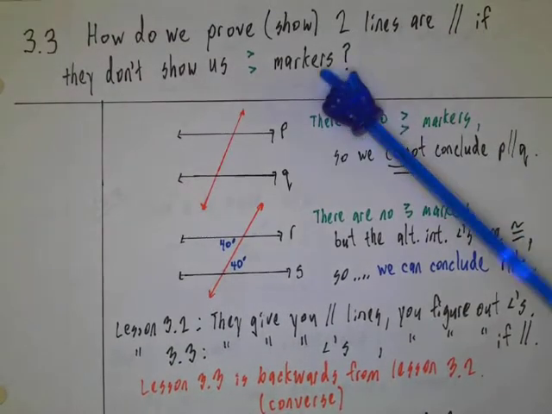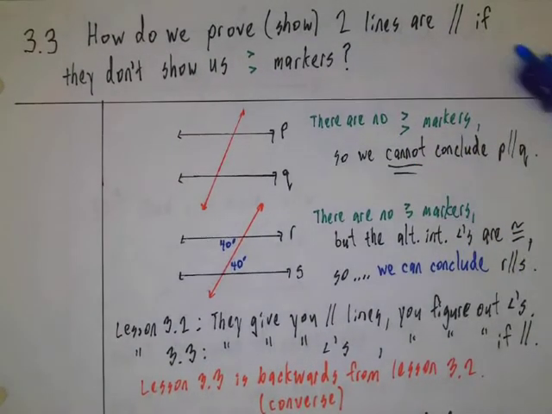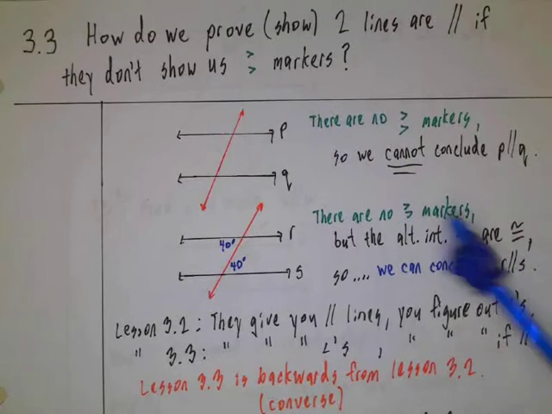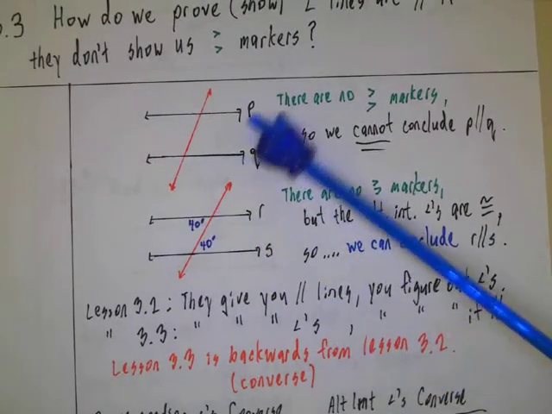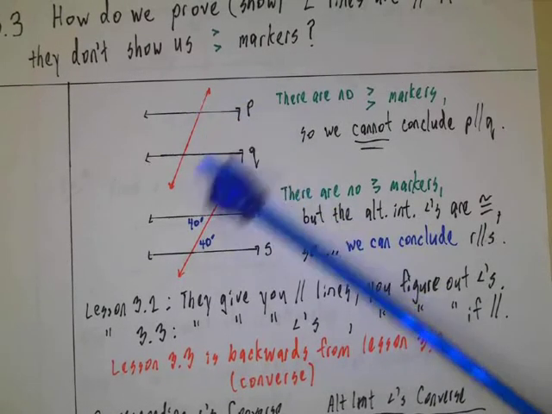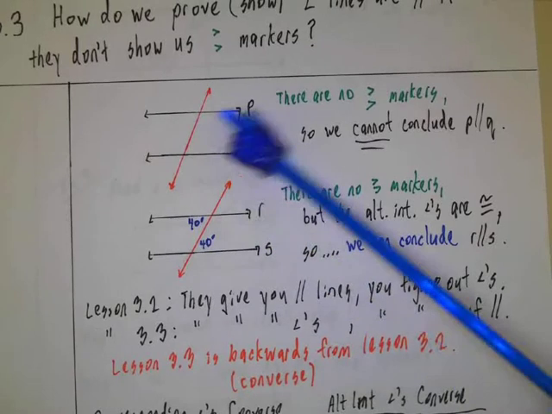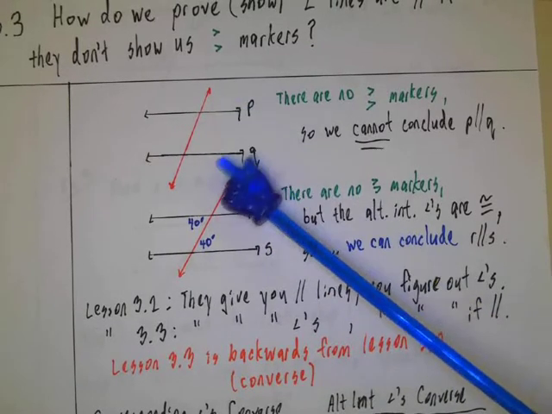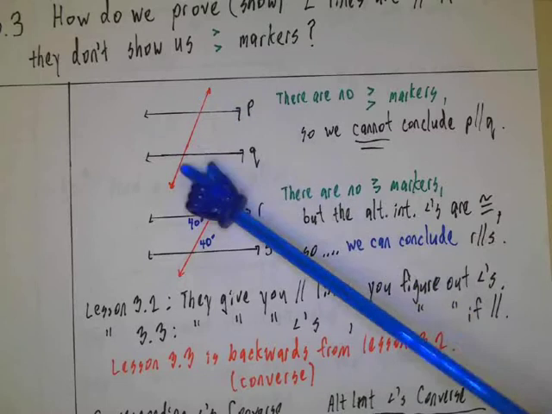3.3 asks, how do we prove or show two lines are parallel if they don't show us parallel markers? And we started with this example, and I asked, is line P parallel to line Q? And we said no, because there's no information from the diagram to tell us that they're parallel. There were no markers. There's no angle measurements.